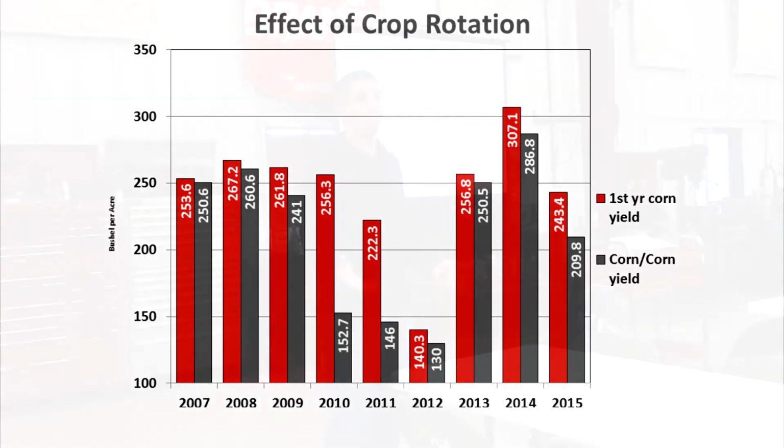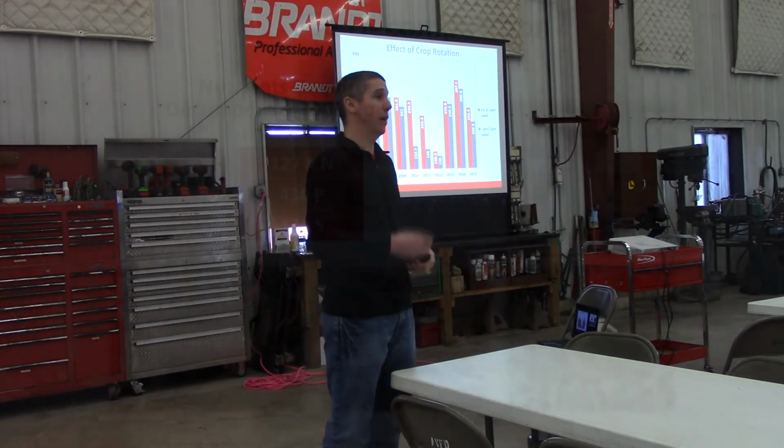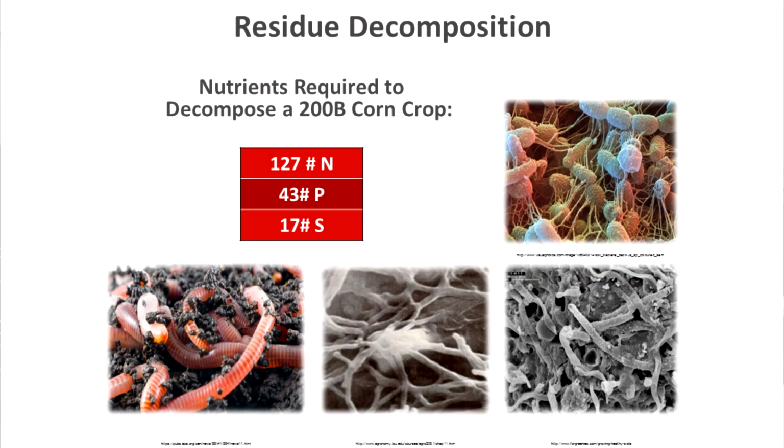The soils are prepped well. We did a nice job last fall. We picked early. We had the heat we need and we got some moisture. So just to put some numbers in perspective, I said that microbes require nitrogen to break down residue. And they're going to steal it from an actively growing corn crop. You know, a 200 bushel corn crop is going to need about 127 pounds of N for the microbes to get all the residue broken. That's a huge number if you're growing corn on corn.